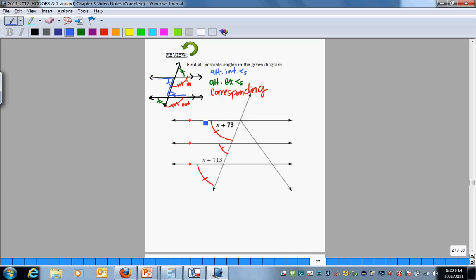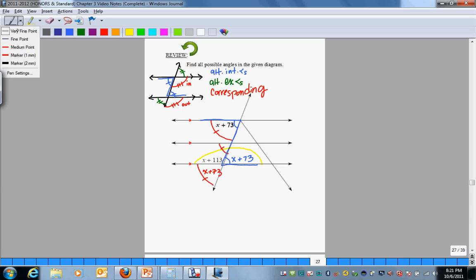We also can do armpits of the Z like this. Armpits of the Z. So we can bring this angle down here as well. I'm going to write x plus 73. This is also x plus 73. Now, obviously, at some point, we have to solve for x here. So let's look at what we have. You can see that if you were to sweep these two angles together, they would equal 180 degrees.